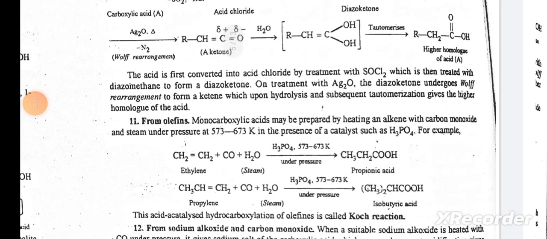The acid is first converted into acid chloride by treatment with SOCl2, which is then treated with diazomethane to form a diazoketone. On treatment with Ag2O, the diazoketone undergoes Wolff rearrangement to form a ketene, which upon hydrolysis and subsequent tautomerization gives the higher homologue of the acid.